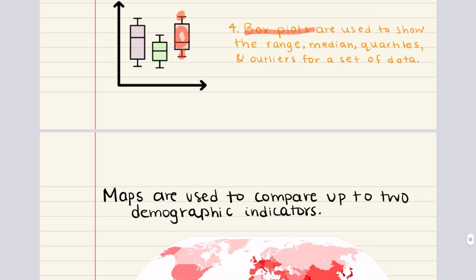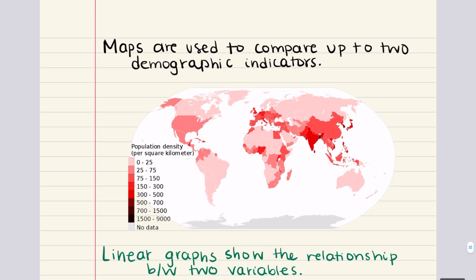Now, maps. These are another way to visualize data, especially when comparing geographic or demographic information. A population density map, for example, could display the number of people per square kilometer across different regions. Maps are especially useful for understanding spatial relationships and regional variations.